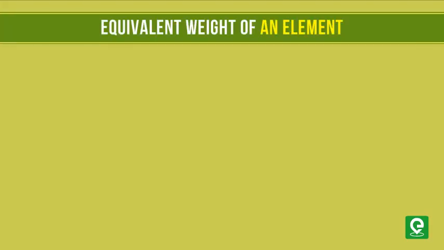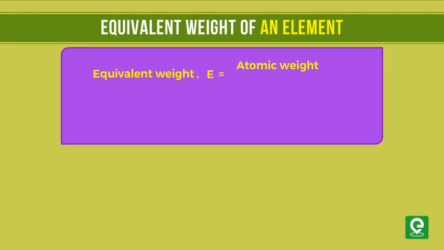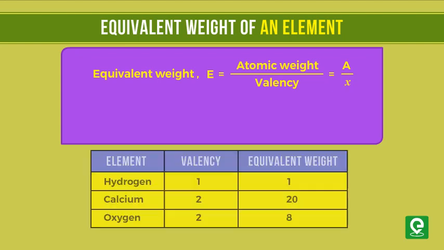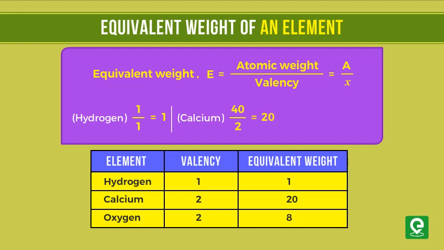Equivalent weight of an element. For any given element, the atomic weight substitutes the molecular weight and the valency substitutes the valence factor in the formula. For example, valencies of hydrogen, calcium, and oxygen are 1, 2, and 2 respectively. Hence, their equivalent weights are hydrogen 1 by 1 equal to 1, calcium 40 by 2 equal to 20, and oxygen 16 by 2 equal to 8.